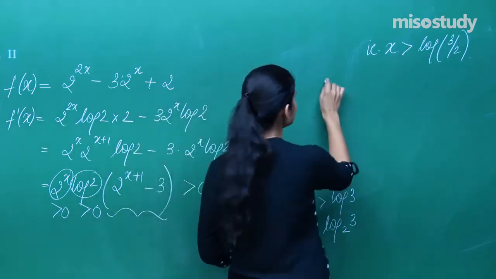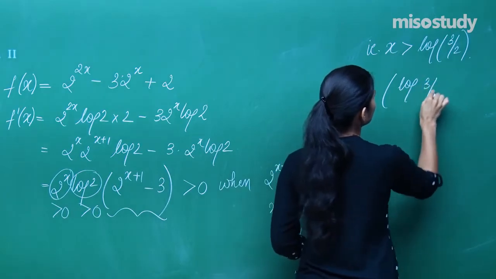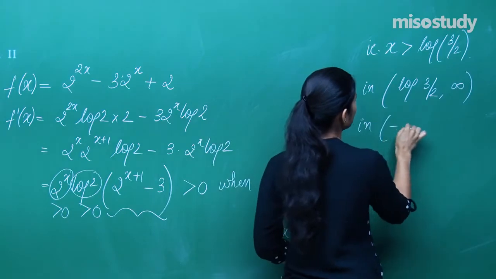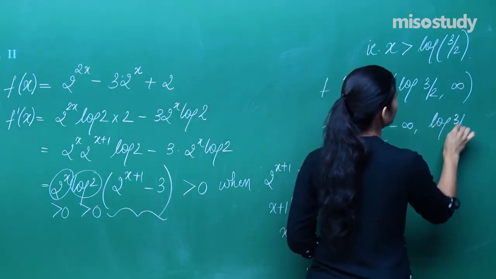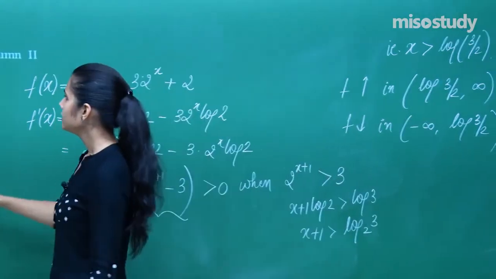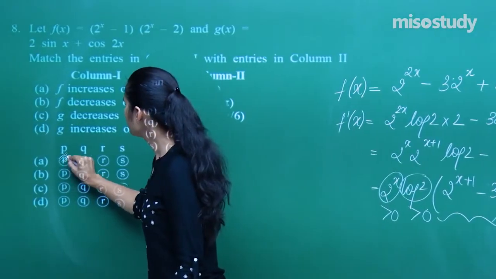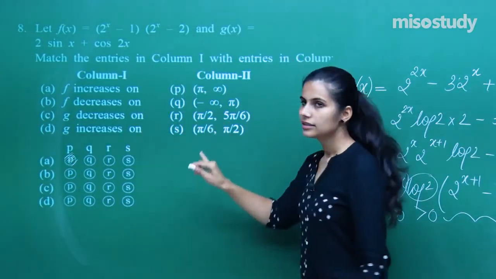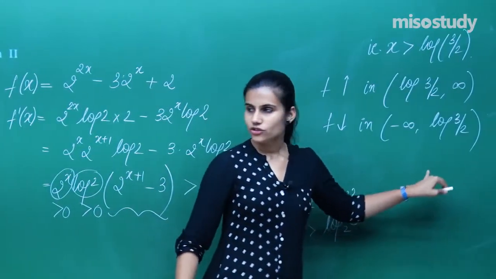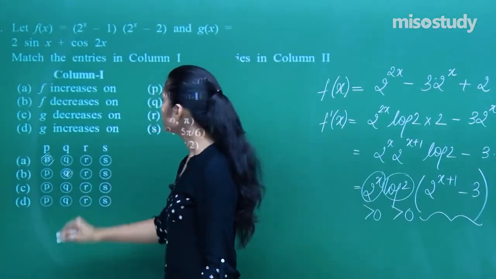Okay, that means f increases in which interval? Log 3 by 2 to infinity, and f decreases in which interval? Minus infinity to log 3 by 2 for sure. Log 3 by 2 to infinity contains this interval, therefore f increases in this interval, and minus infinity to log 3 by 2 actually contains this interval, therefore f decreases in q.